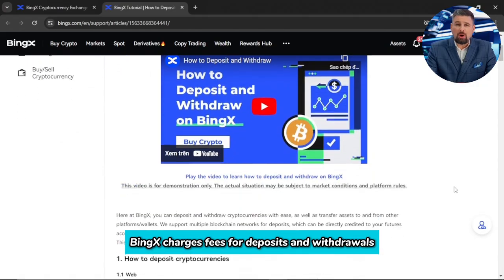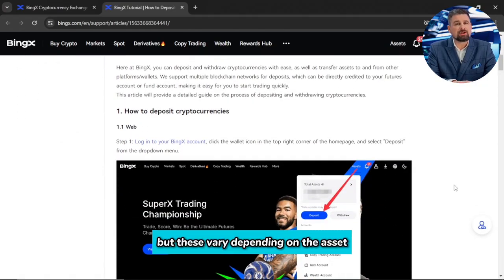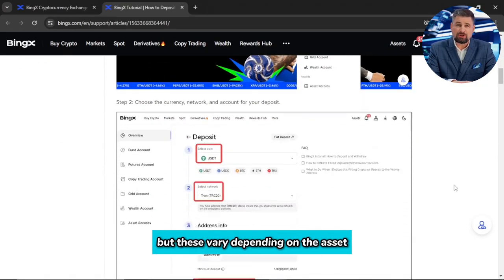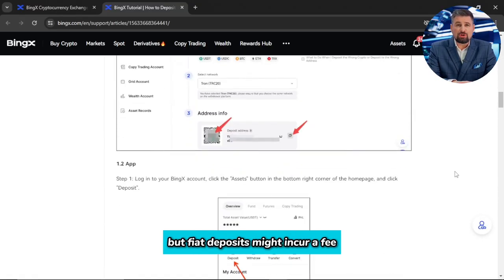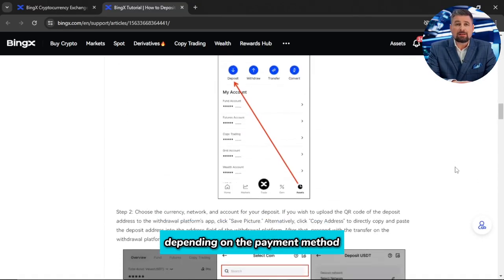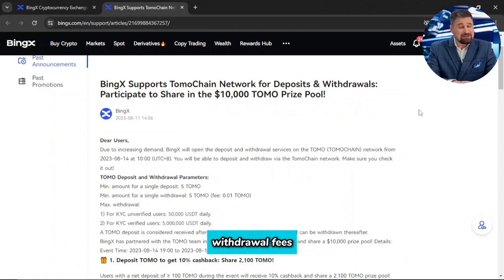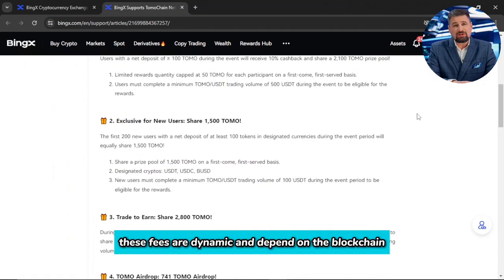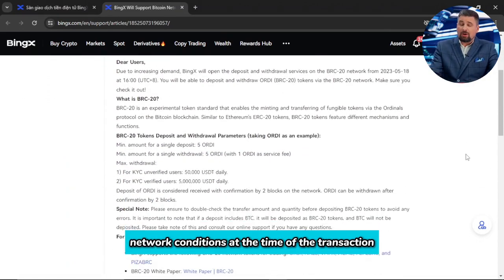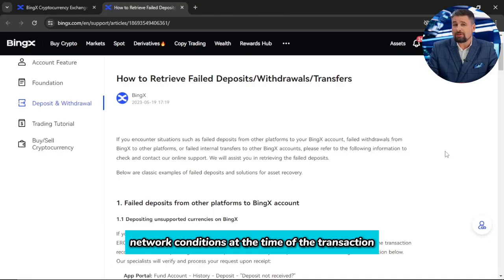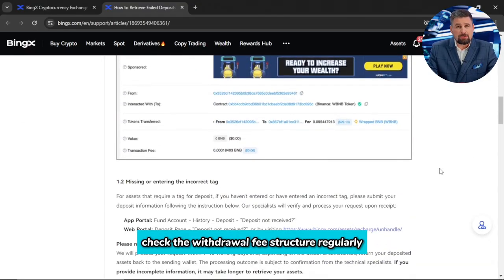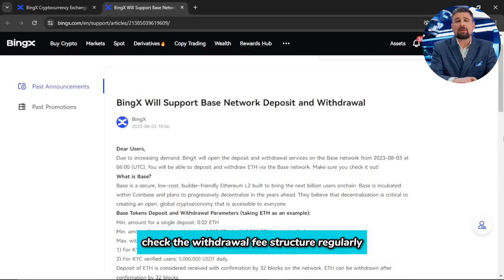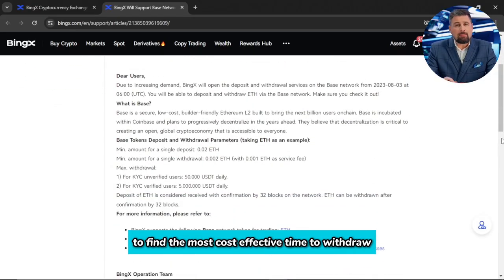BingX charges fees for deposits and withdrawals, but these vary depending on the asset. Deposit fees. Generally, crypto deposits are free, but fiat deposits might incur a fee depending on the payment method. Withdrawal fees. These fees are dynamic and depend on the blockchain network conditions at the time of the transaction. Use crypto deposits to avoid deposit fees. Check the withdrawal fee structure regularly to find the most cost-effective time to withdraw.